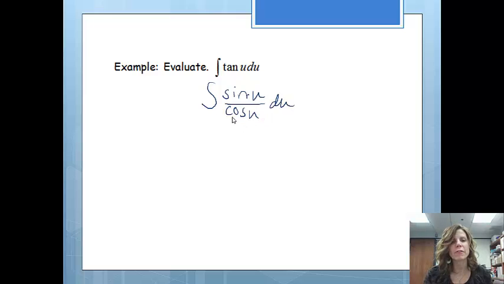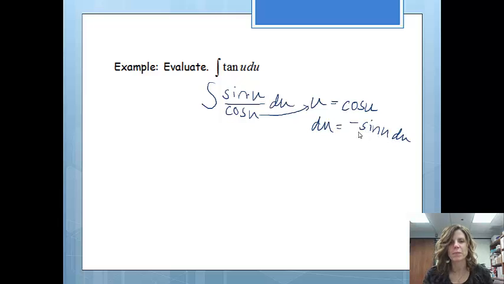And then from here, since I have a denominator, I'm going to do what we've been doing a little bit earlier. I'm going to let our next u be the denominator. So it's going to get a little bit confusing here. So I'm going to have u is equal to the cosine of u, which means my du would equal, the derivative of cosine is negative sine u du. You will notice that I do have sine u du, I'm just missing the negative. So negative goes on the inside, negative goes on the outside.